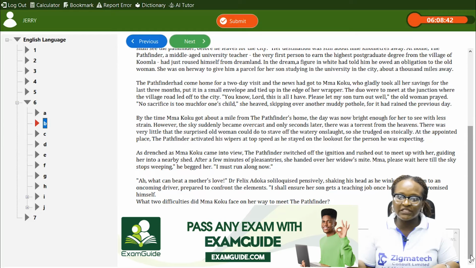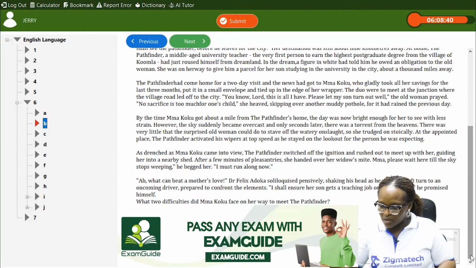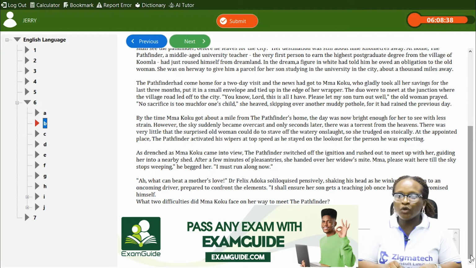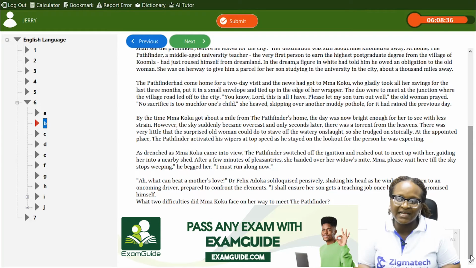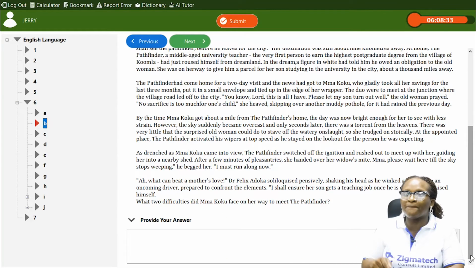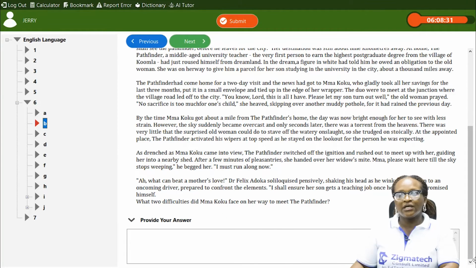So the two difficulties she faced are as follows. Observe your colon. I. Once you put the Roman figure I, the next letter, if it's not a proper noun, should start with a small letter. I'm sorry, I can't type it now. So we move to C.